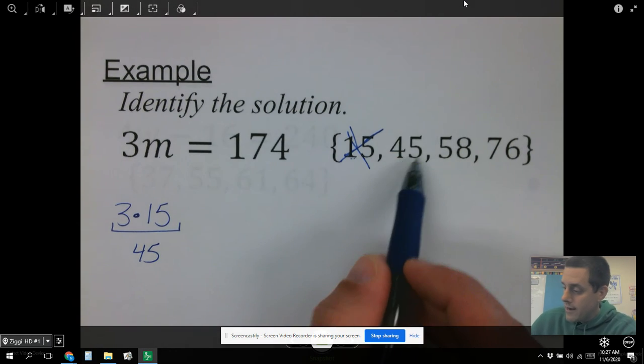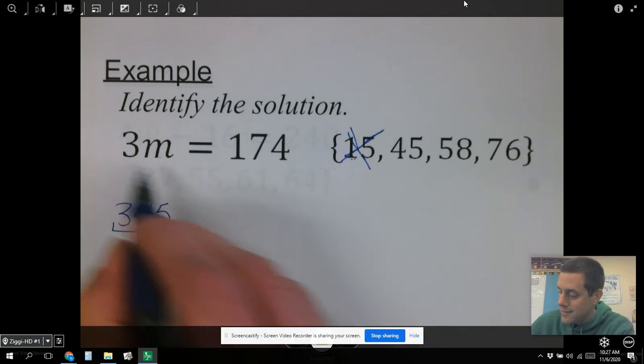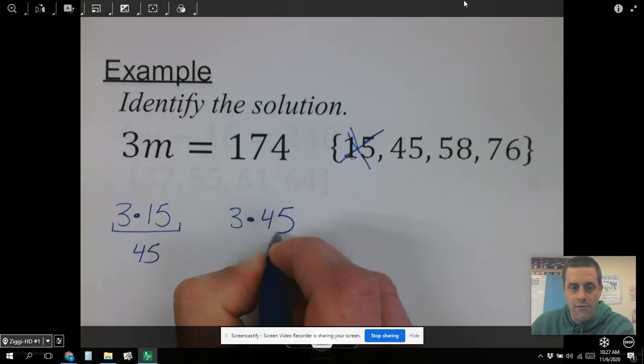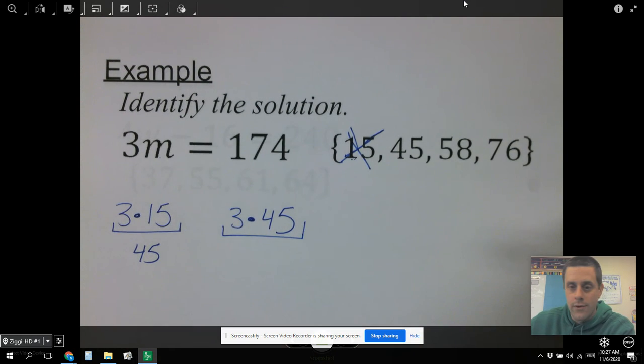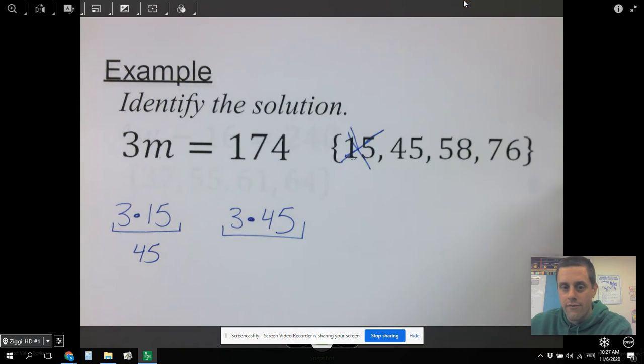Next, we're going to test our next possible solution, 45. So I'm going to take that and plug it into m. So again, instead of 3 times m, I'm replacing that m with a 45. Now I'm working out 3 times 45. Calculator's your best friend right now. 3 times 45 gives us 135.